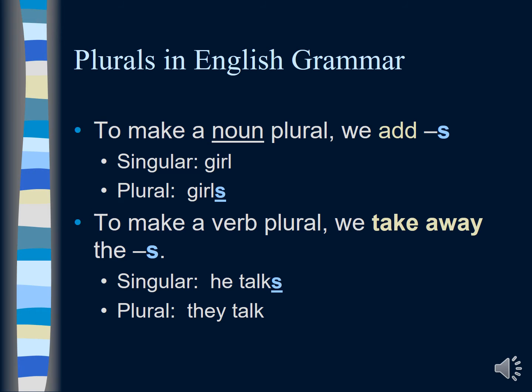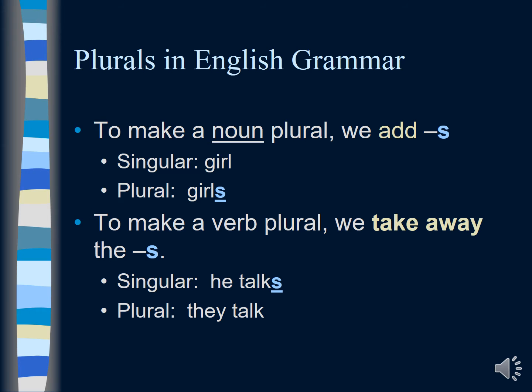To make a noun plural, we add s. So here, a girl is singular, which means one. And the plural form of that is girls. We have to add s at the end of it. And to use it in a sentence, we make a plural verb and we take away the s.